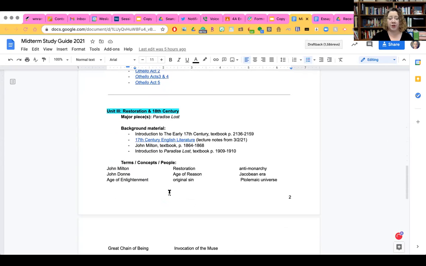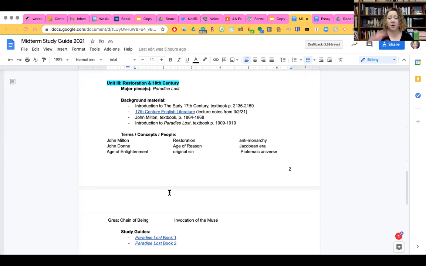Next week, we're starting the Restoration, and we will not be finishing that unit before the midterm. We will only be reading the first piece, which is Paradise Lost. We're not reading all of Paradise Lost. We're reading the first two books or first two chapters of Paradise Lost. And that will be finished right before the midterm. And we will pick up with Unit 3 when we get back from spring break.